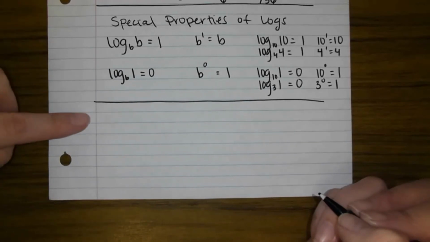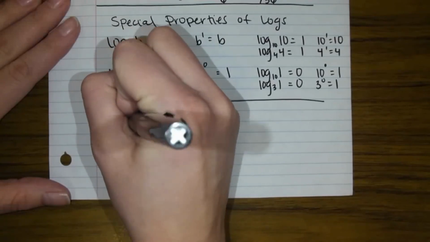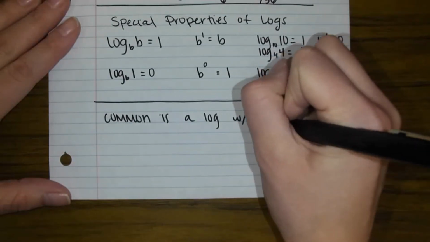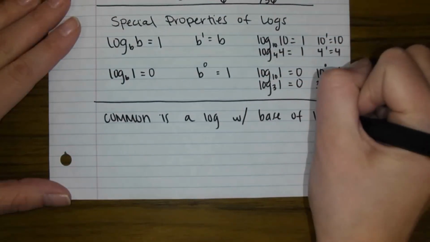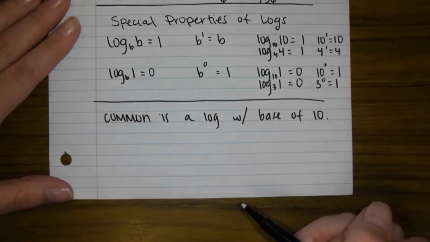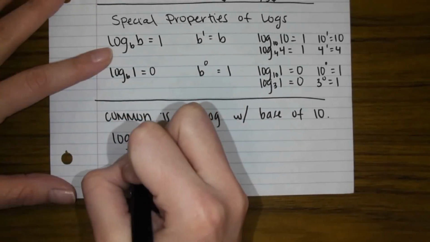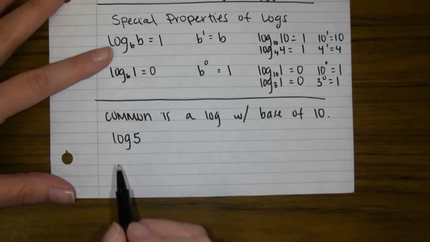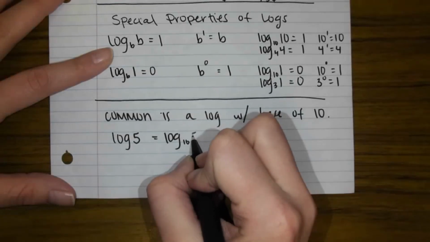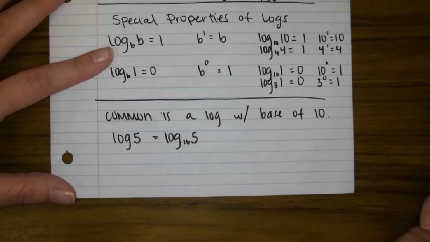If your log has a base of 10, we call it the common log. So the common log is a log with base of 10. When the log has a base of 10, we don't always write the base there. So what I mean by that is if you have something like log of 5, it is the same exact thing as log base 10 of 5. And so these are exactly the same thing, and you don't have to write that base 10.